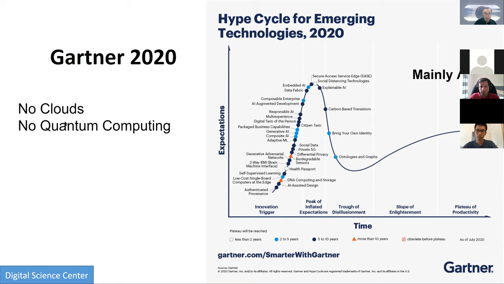And there are no clouds and actually no quantum computing, even though there was an announcement a few days ago that the federal government was investing a huge amount of money in quantum computing research. I'm pretty certain quantum computing may be at inflated expectations. I don't think it's at the trough of disillusionment yet or the slope of enlightenment. We haven't really solved the physics problems of producing significant size quantum machines.